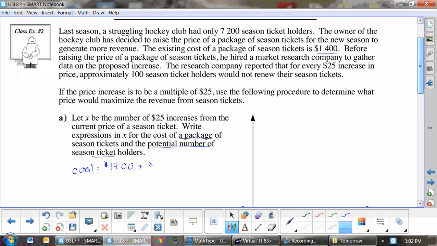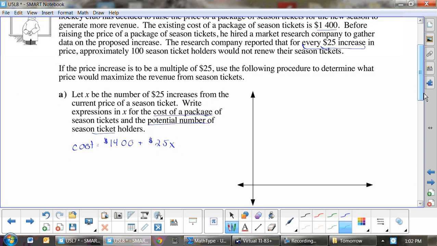Yeah, so we're going to go 1,400 plus 25. That's for a $25 increase. That's a good question because we know it's going to go up for every $25, which means it's going to go up in increments, right? So like 25, 50, 75, 100, 150. So that's why our x will go here, because it's for every time that they increase it by $25. Okay? So we've figured out one expression.